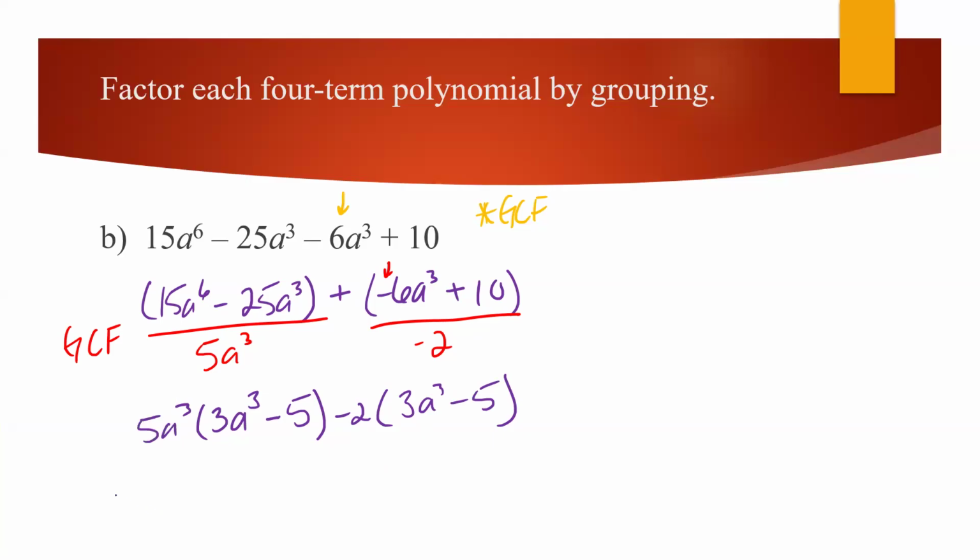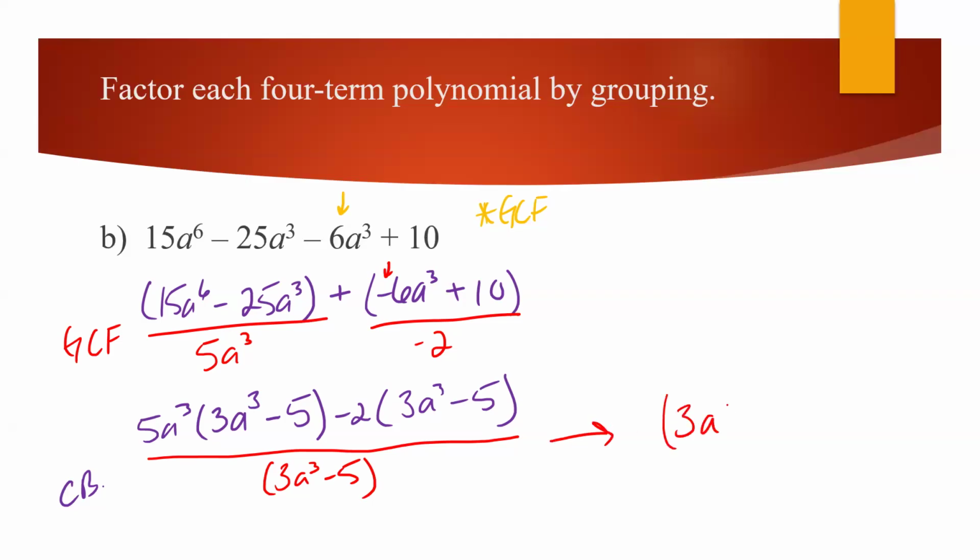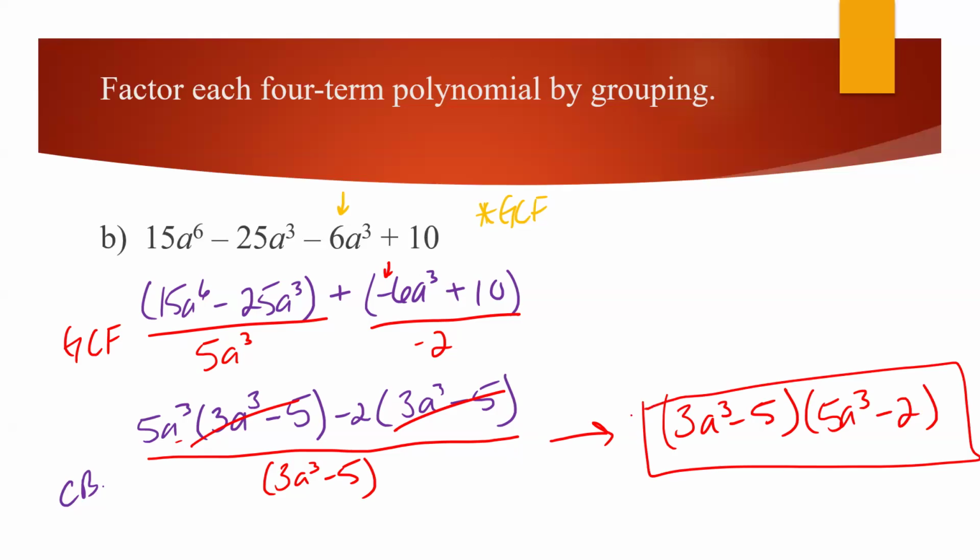Okay, then our next step is our CB, our common binomial. So our common binomial is what? 3a to the 3rd minus 5. When I factor out my common binomial, you go away, you go away. What am I left with? Minus 2. Bam.